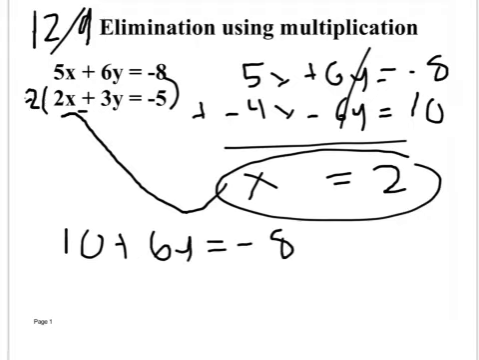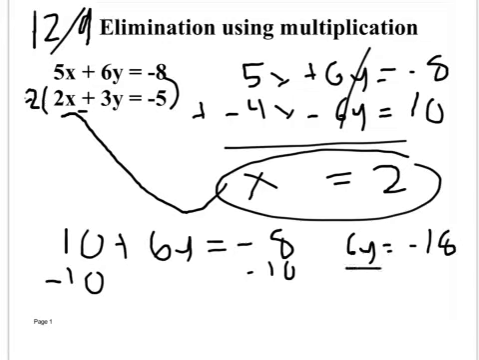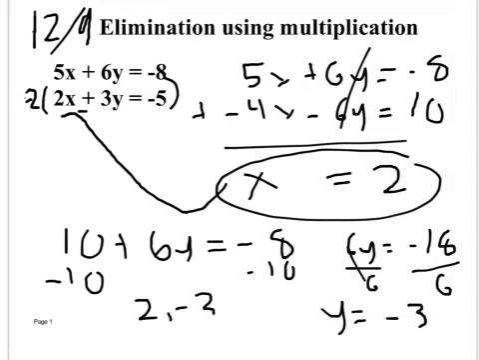Now what do I do, Caleb? Subtract 10 from both sides. That gives me 6y equals -18. Divide by 6. y equals -3. So my solution is (2, -3).